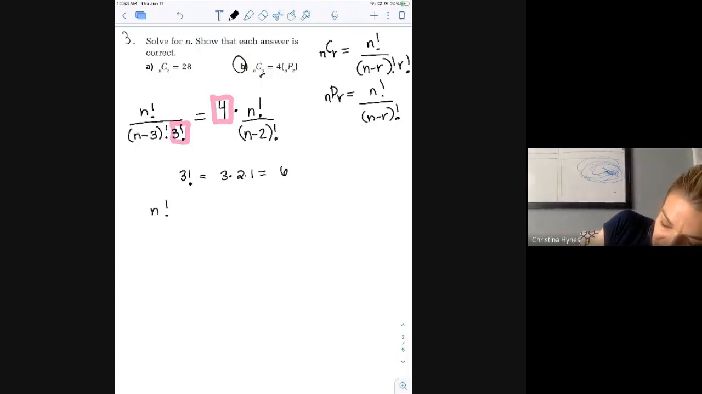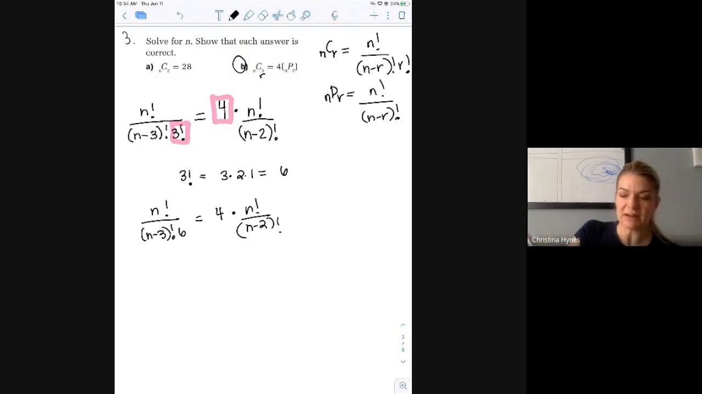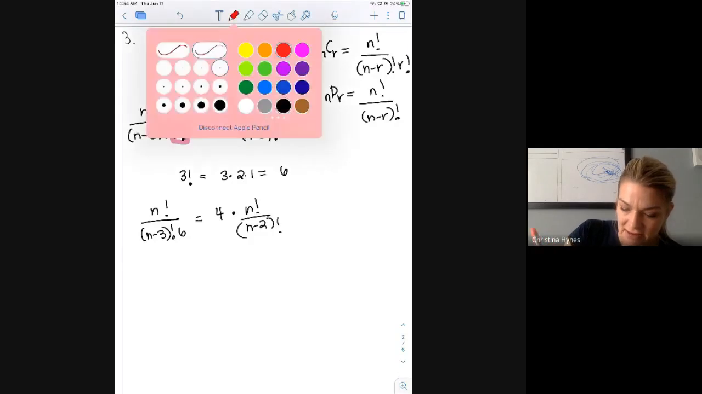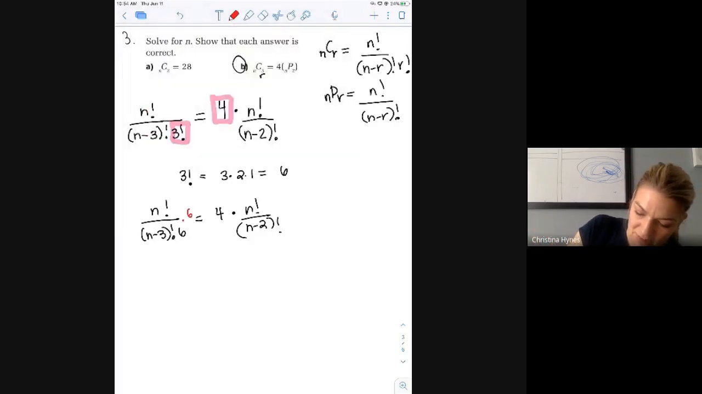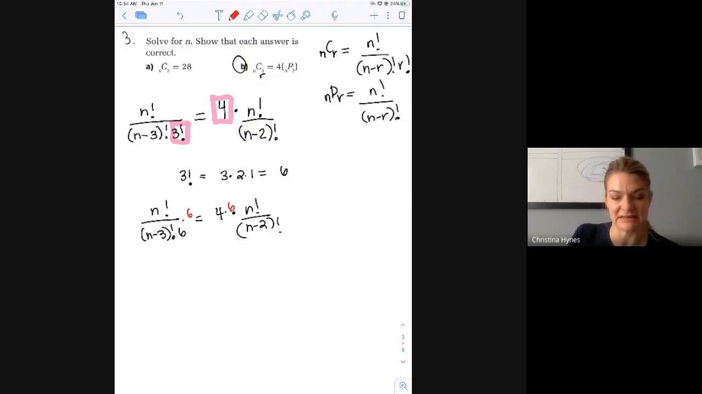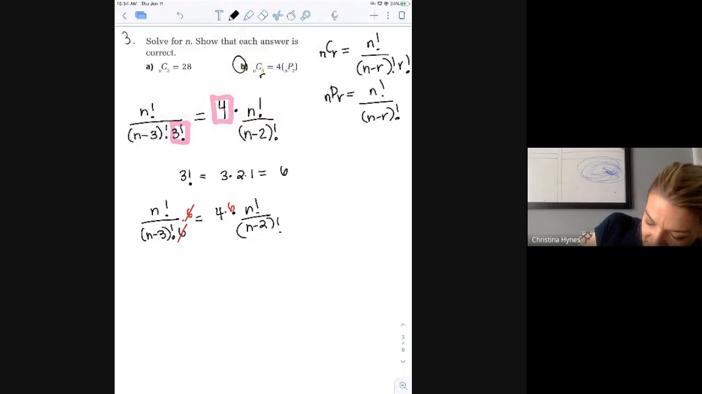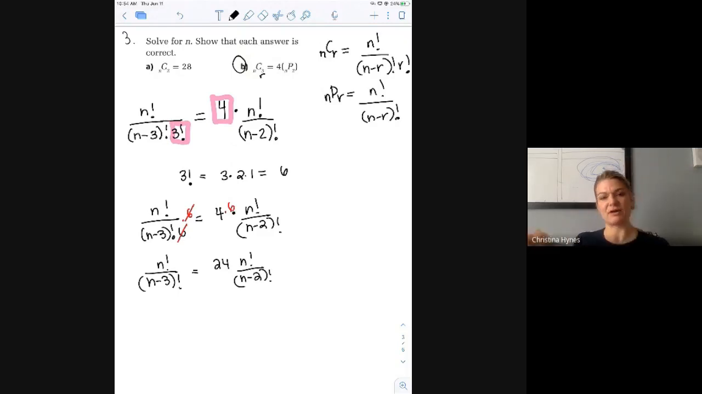So far we have n factorial over n minus 3 factorial times 6 equals 4 times n factorial over n minus 2 factorial. So what I'm going to do is join that 6 with the 4 by multiplying both sides by this 6. I'm going to multiply the top by 6 and the right side by 6. So that's going to cross off that division of 6, and that's going to leave me with n factorial over n minus 3 factorial, which is equal to 24 times n factorial over n minus 2 factorial. So all I did was bring that 6 to the other side.